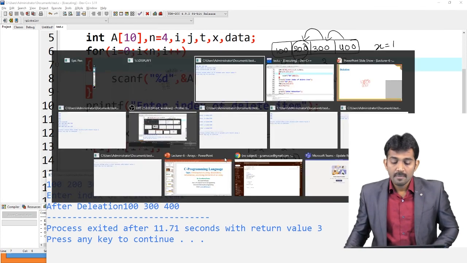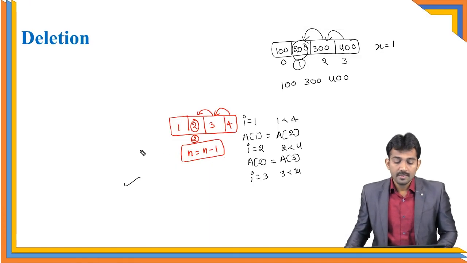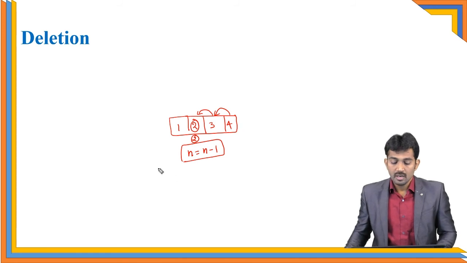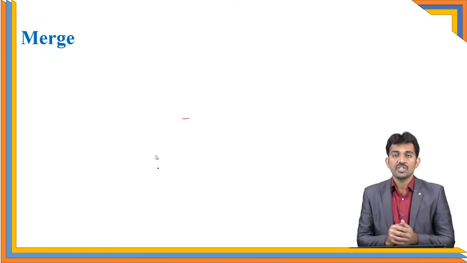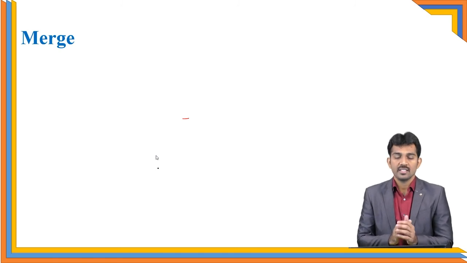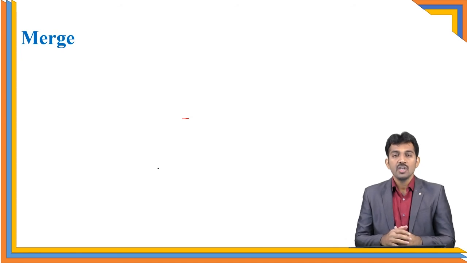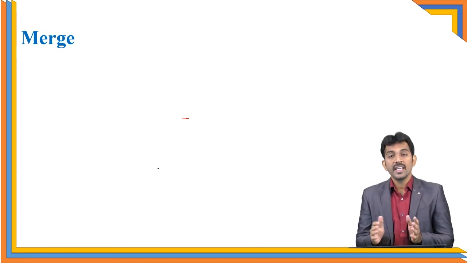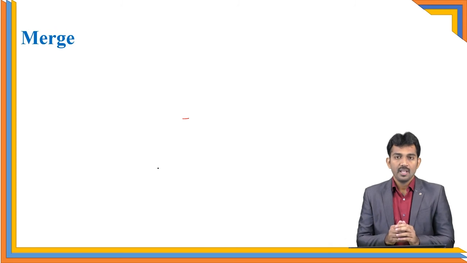Next, deletion is over. Next, merge. How to merge two given arrays into a single array? Already an array A is there, and we want to merge the next array into the new array.